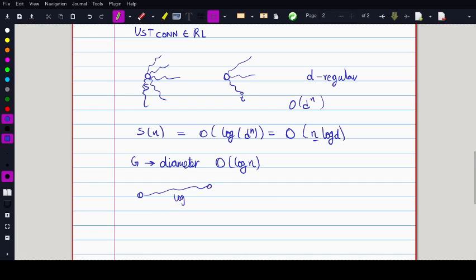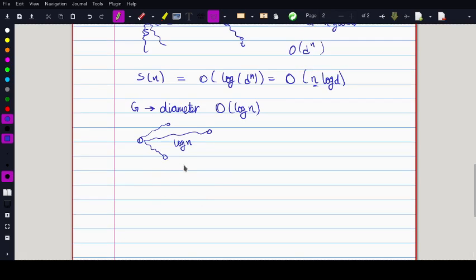So this has size log n, and every other path that you can possibly construct has size less than log n. So all you need to do is check for paths of length log n, and then you'd be done. If you find t in any of the paths, then you know that the answer is true. Otherwise, you know that the answer is false, because you have checked all the paths.